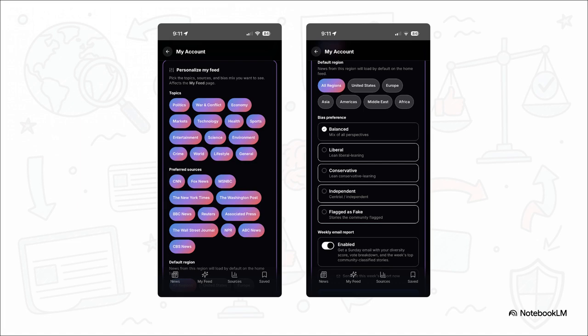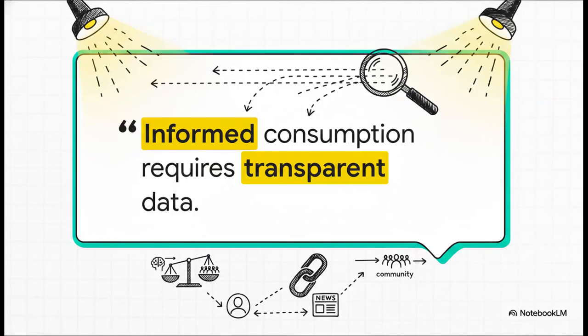completely demystifies the spin. So the absolutely crucial takeaway from looking at this platform is this: informed consumption requires transparent data. FLIC doesn't try to hide bias. It actually shines a massive bright spotlight right on it. By separating the AI's factual analysis from the community's bias ratings, and by tracking authors independently from their publishers, it makes the hidden mechanics of the media entirely visible to the everyday reader.